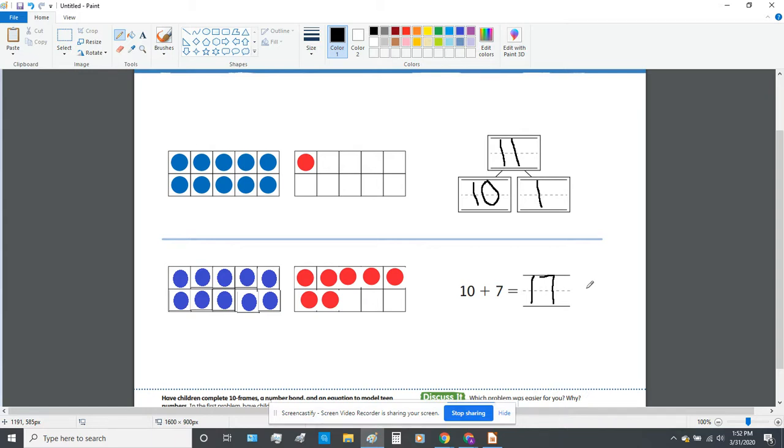Now to finish this video off and this lesson, I want you to think which way was easier for you to see teen numbers. Do you like seeing them in tens frames? Do you like seeing them in number bonds? Or do you like to break it apart and see it in addition?